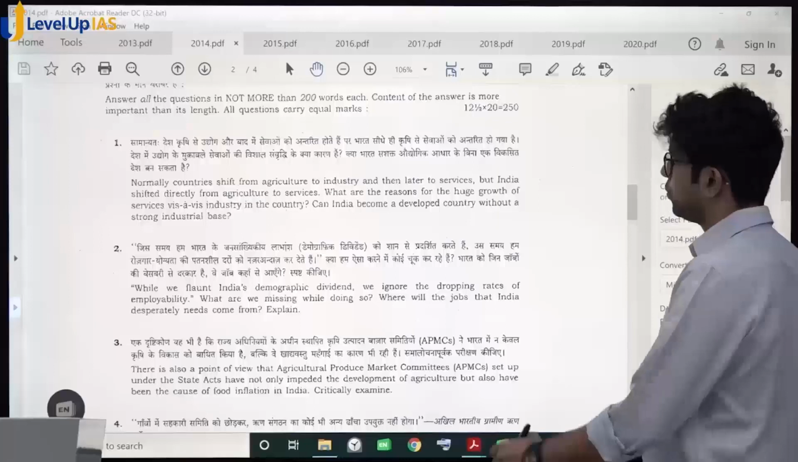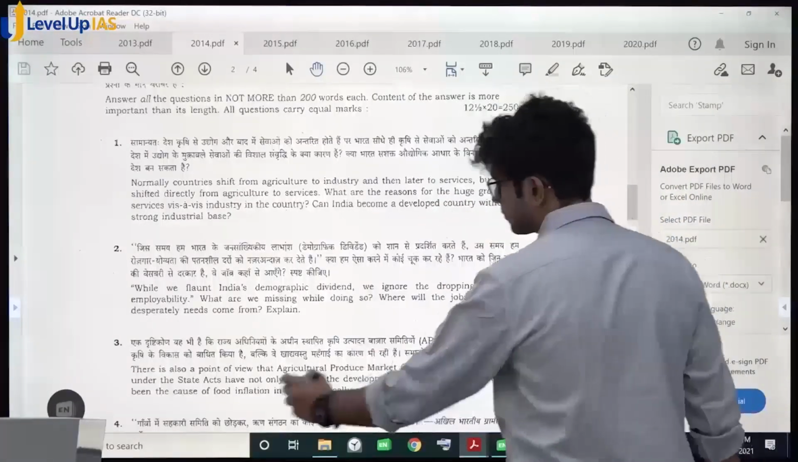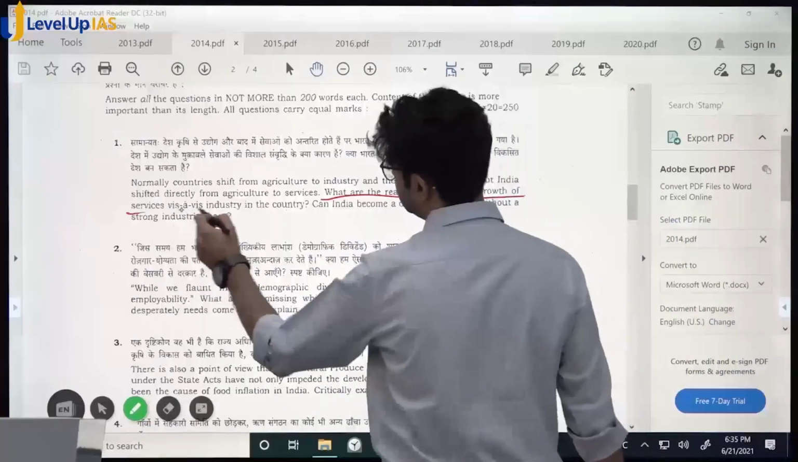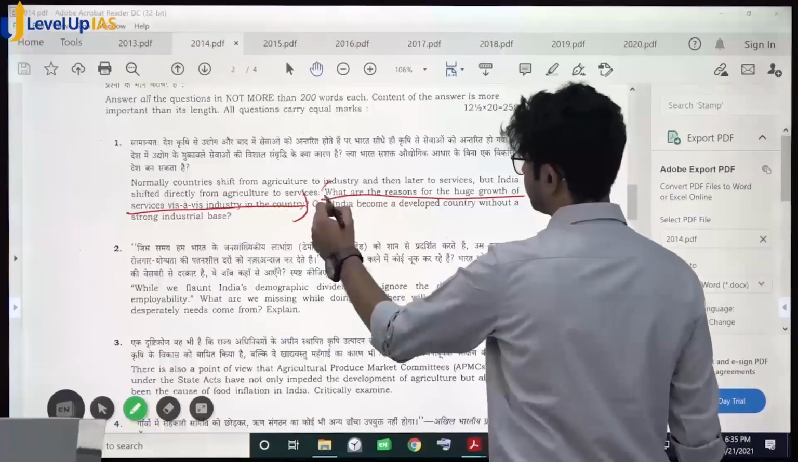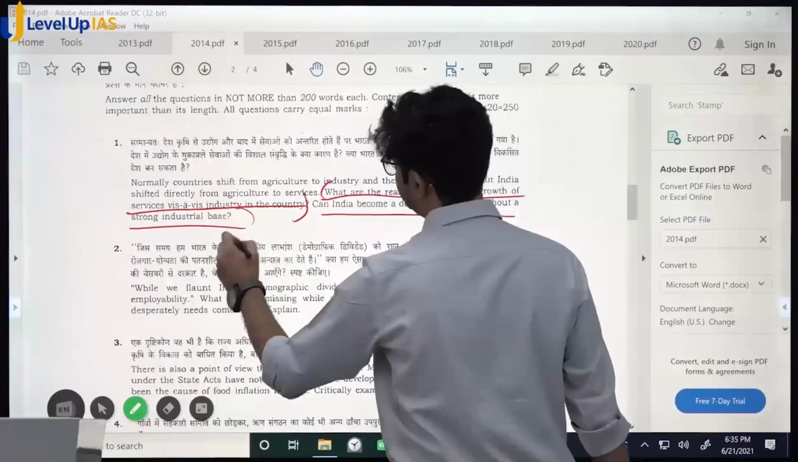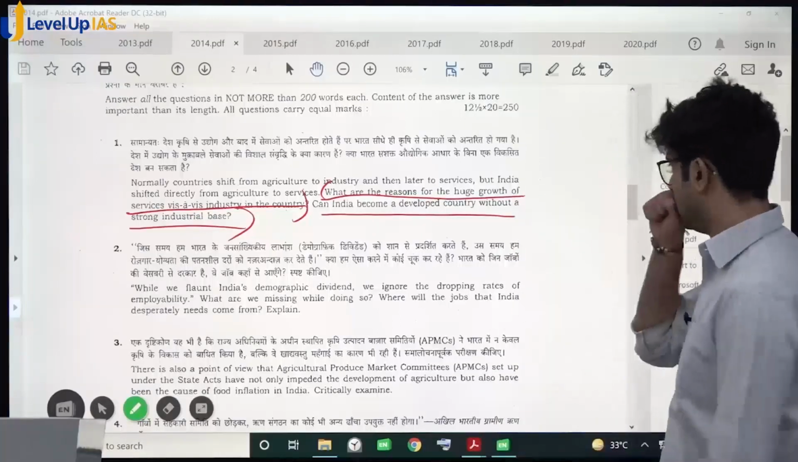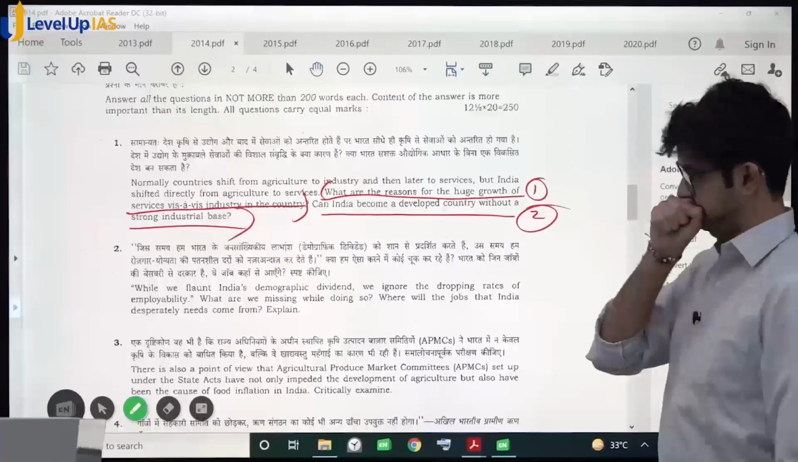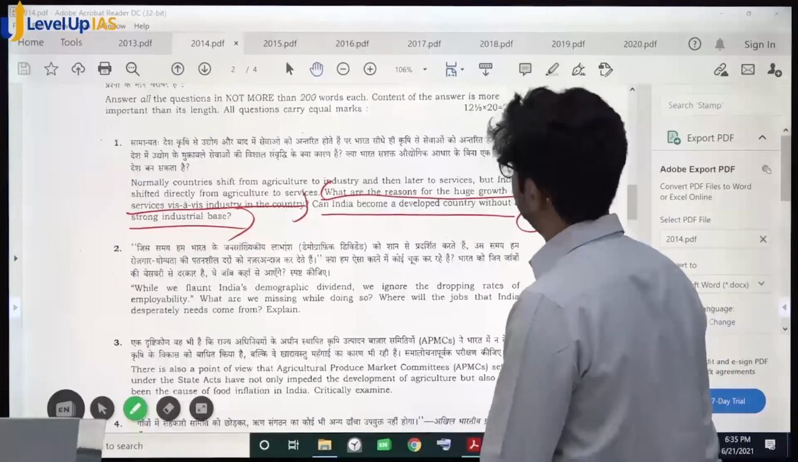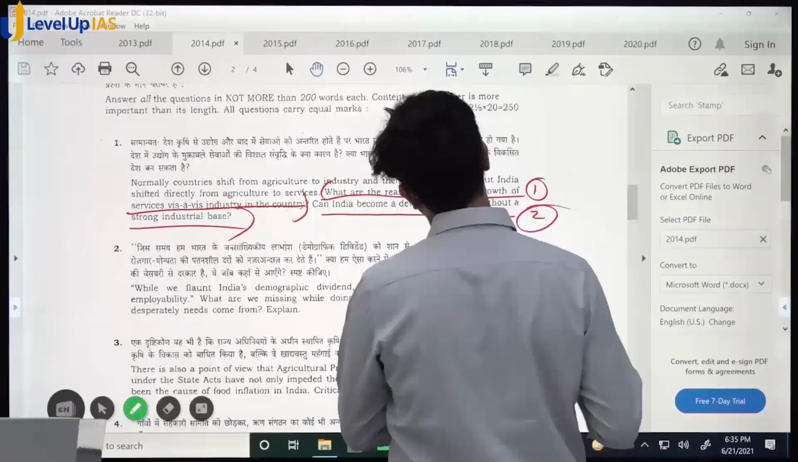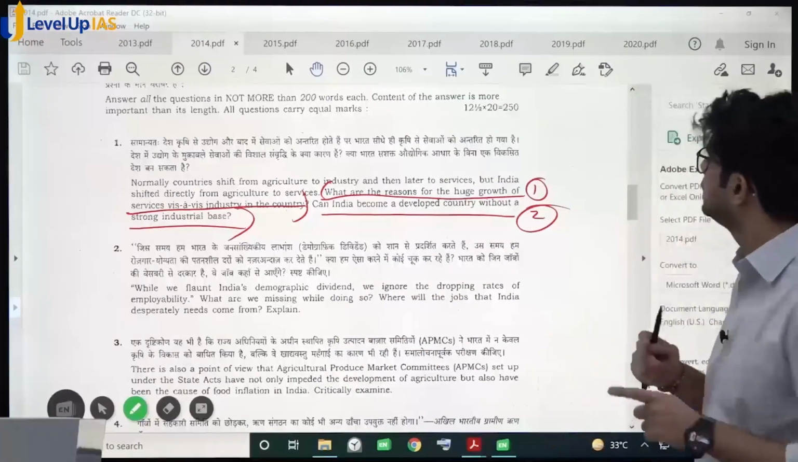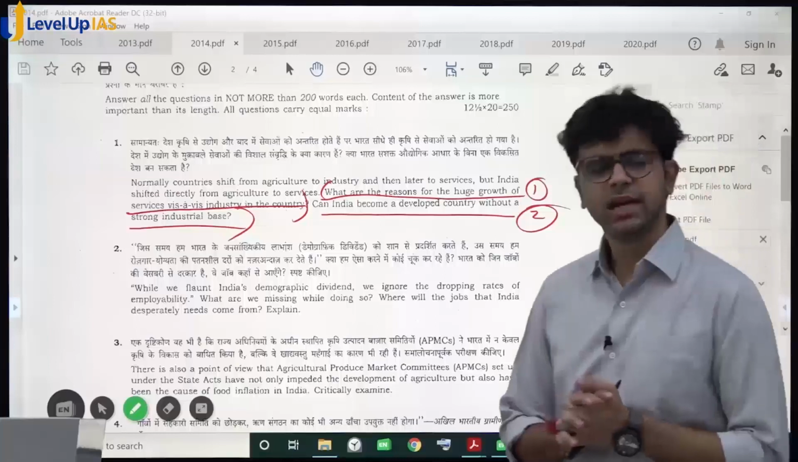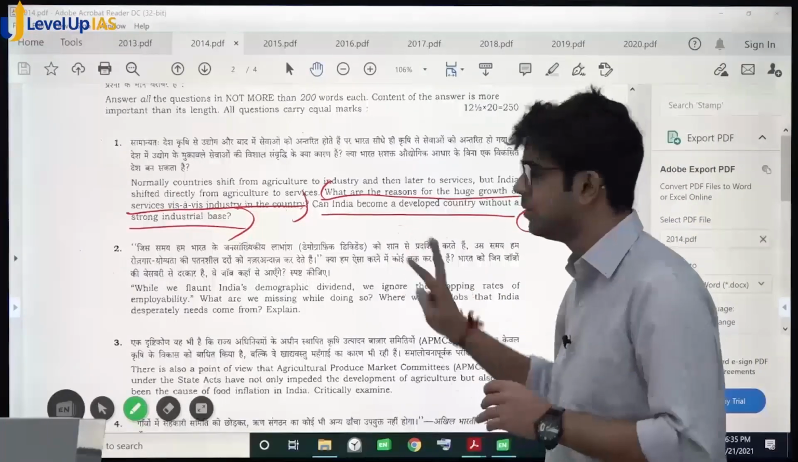What are the reasons for the huge growth of the service sector vis-a-vis industry? That is the first part. Can India become a developed country without a strong industrial base? That is the second part. So this is again right in point 1 only. 2014 question number 1, right in point 1.